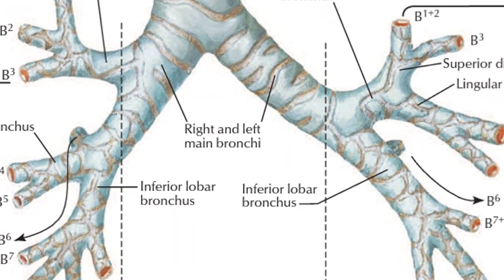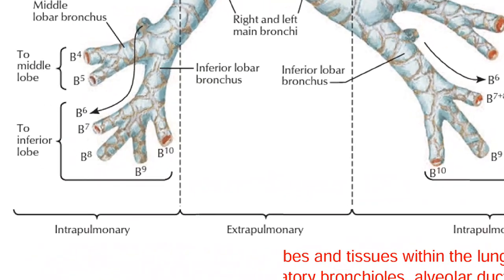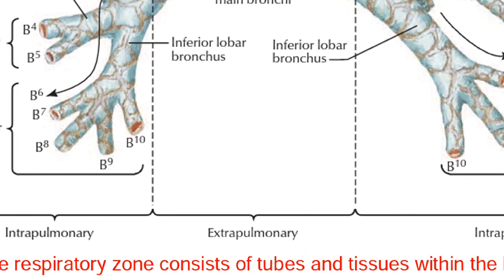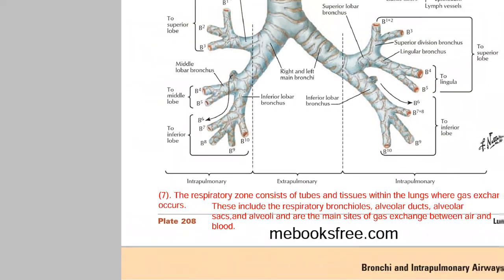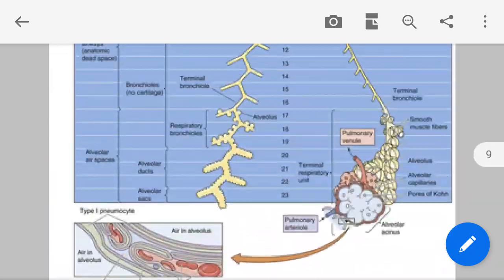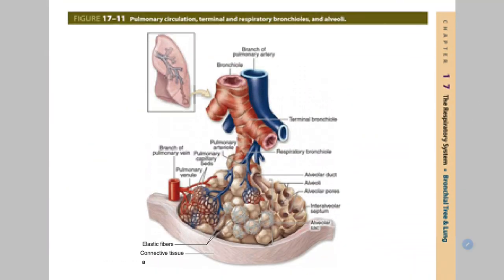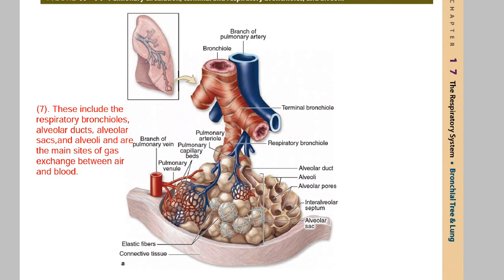In between, you see the right and left main bronchi, so they are extrapulmonary, meaning they are present outside the lung. Okay, so now we are moving back to that figure. So this figure I was showing to you.